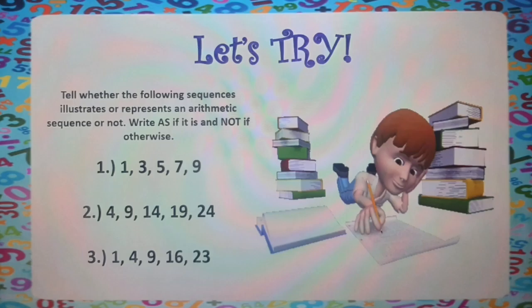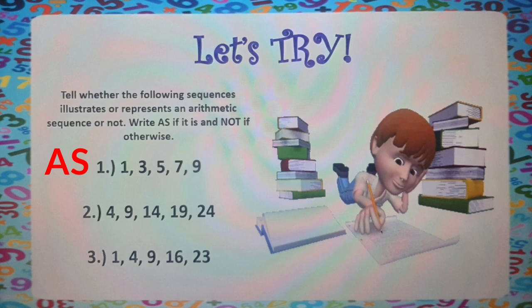Now, let's try this one. Let's tell whether the following represents an arithmetic sequence or not. Number 1: 1, 3, 5, 7, and 9. So, the answer is, it's an arithmetic sequence. Let's check whether your answer is correct.